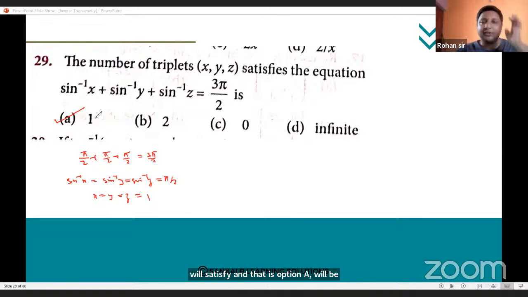So we get option A as the right answer. Hope you are understanding it.